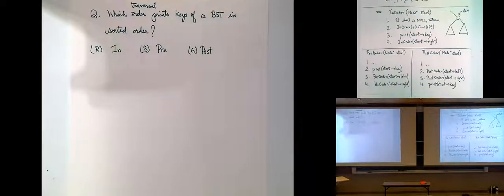So the best way to do this is to write down a small binary search tree, actually run these methods and see what you get. And you see which one of these methods actually prints it in sorted order. Okay, I'll give you a minute to think about it.